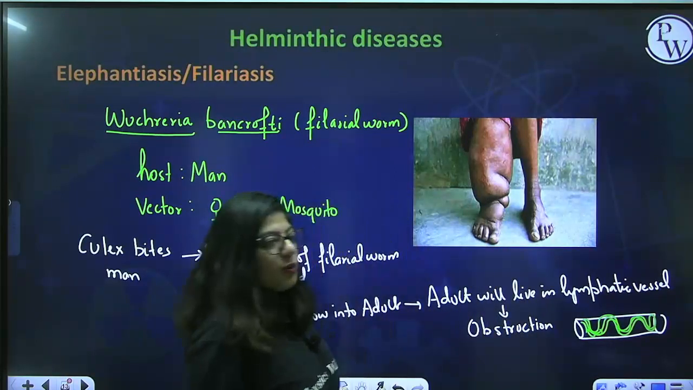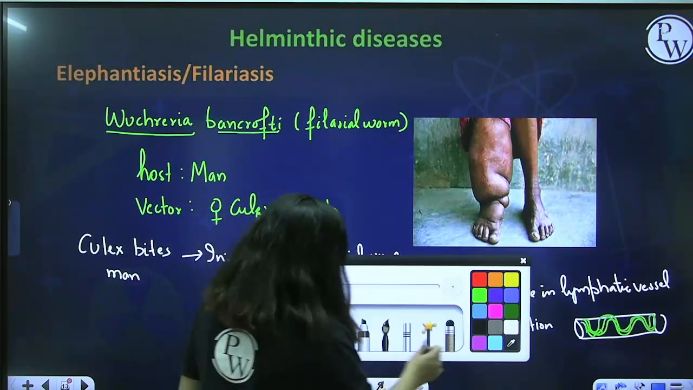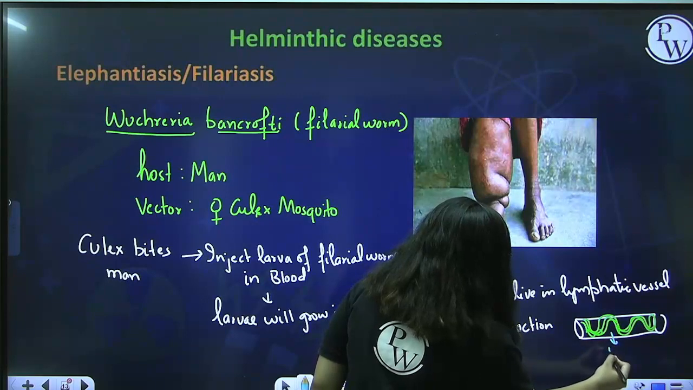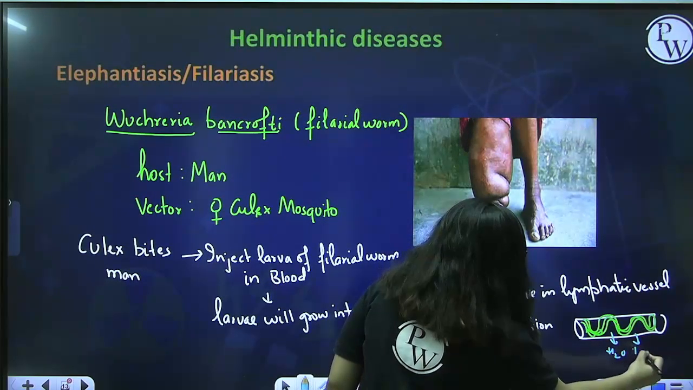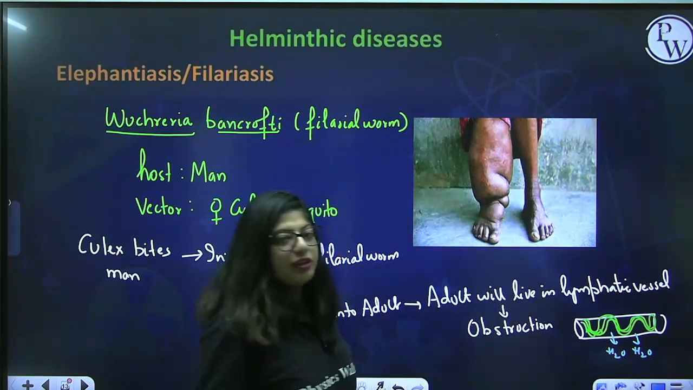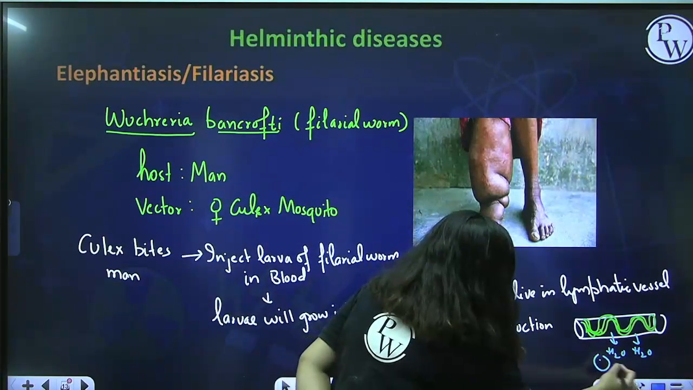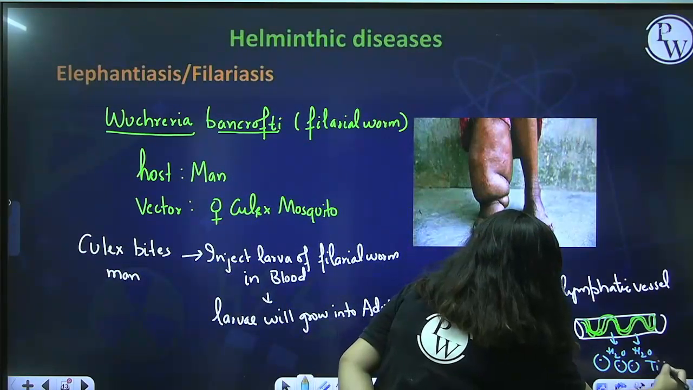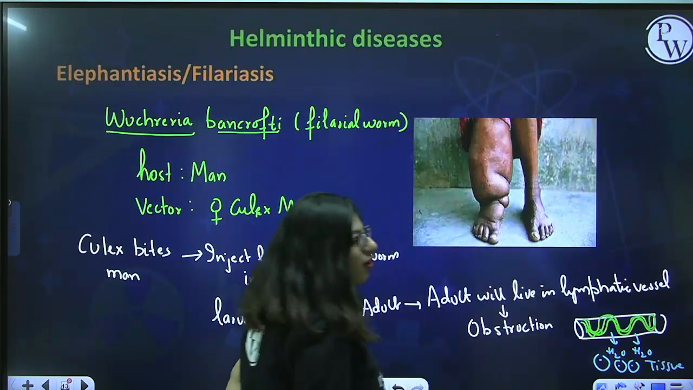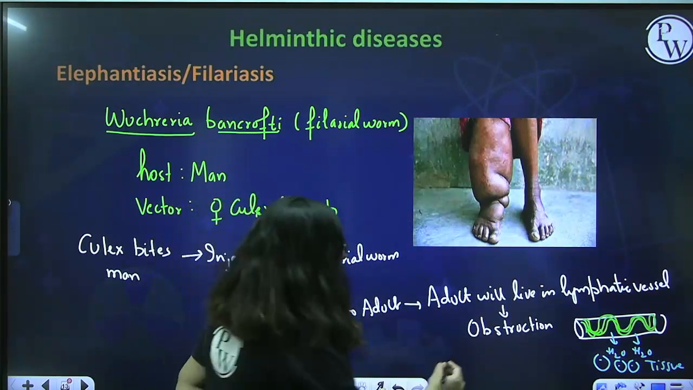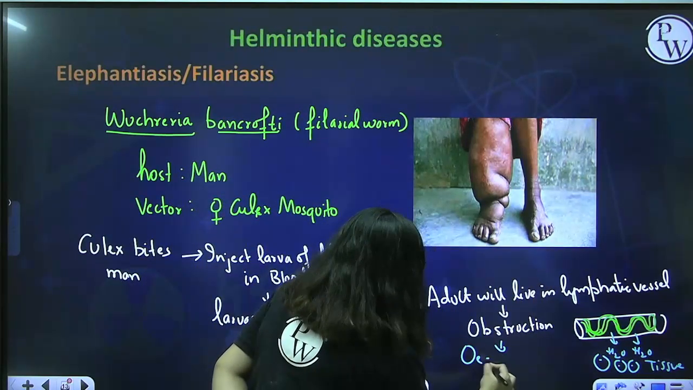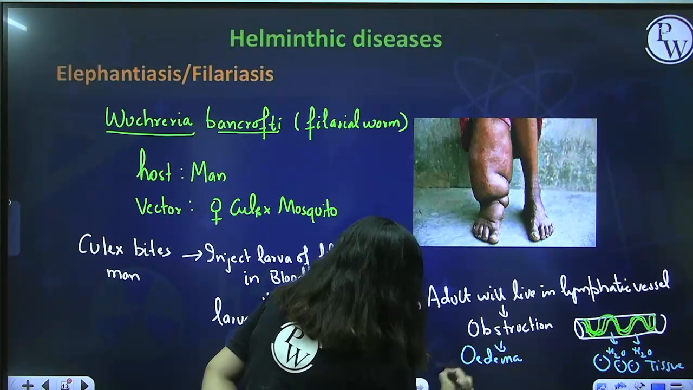Because it is causing the obstruction, all the fluid, all the water from the lymphatic vessel will enter into the tissues. What is this area? These are tissues. Whenever your tissues receive water, they get swollen up, and that condition is known as edema. Edema is swelling.